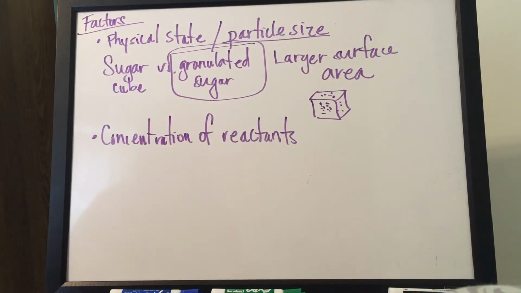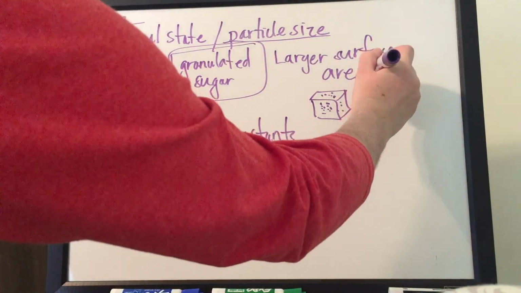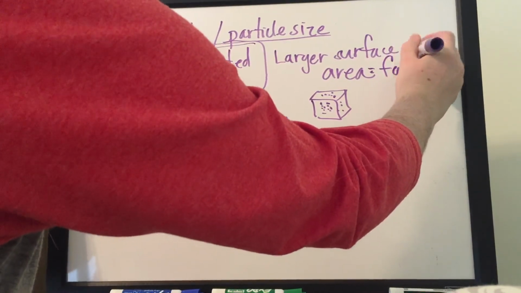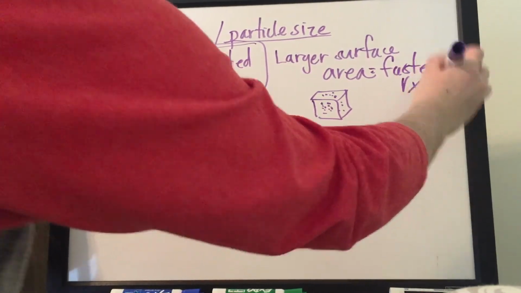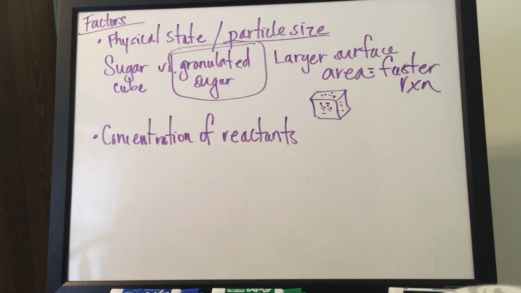So even though you think that a sugar cube might have a large surface area, it doesn't have as large of a surface area in comparison to granulated sugar as a whole, because if you think about one little granule of sugar, that whole thing comes in contact with water, and thus the water is able to dissolve it very quickly. So larger surface area equals faster reaction and thus faster rate. And again, I don't think that's a surprise to anybody.